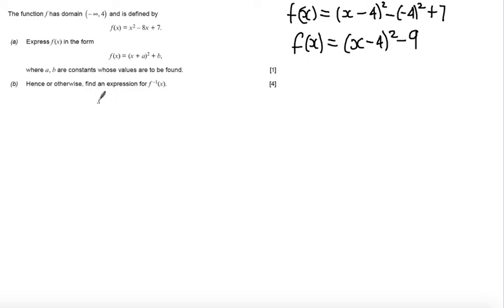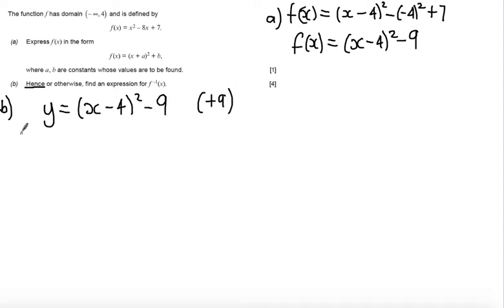Okay, so part B says, hence or otherwise find an expression for the inverse function of x. So this is part A. Let's do part B. So what I want to do is I want to say y is equal to the function of x. So I've got (x minus 4) squared minus 9. So this is using the hence because I've now used the answer from part A. So rearranging this to get x as the subject, I'm going to add 9 to both sides. So I get y plus 9 equals (x minus 4) squared.